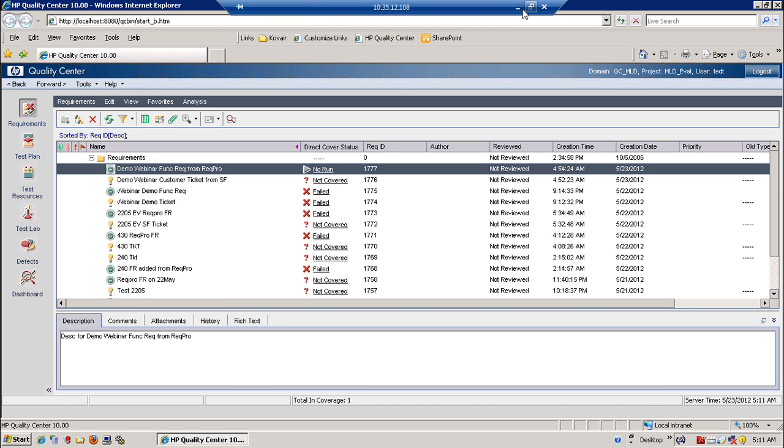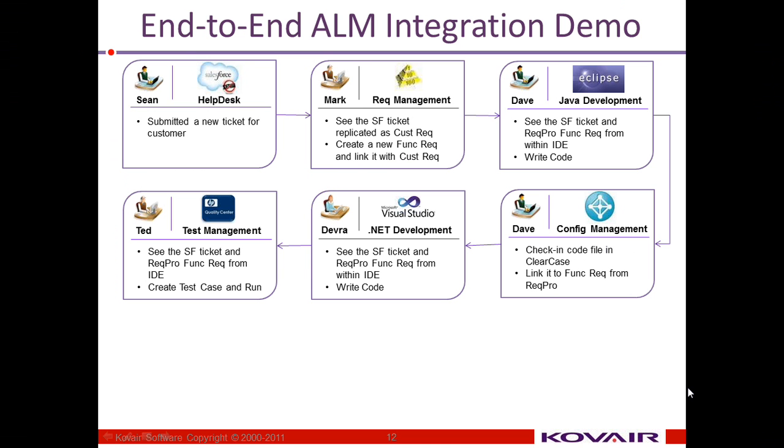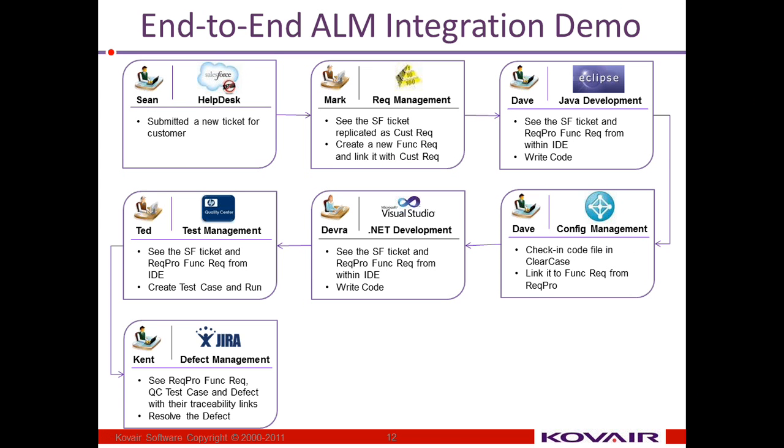So now let's go back to our slide. What is the next stage in the software development lifecycle? The next stage is that the defect needs to be resolved. So now Kent is probably working on fixing the defect, and he is using Atlassian Jira product to manage his defects. So again, he needs to see his defects coming into Jira. It doesn't matter whether it gets created in Quality Center or in any other tool. He needs to see all his defects within Jira, and then he can start working on it and resolve those defects.